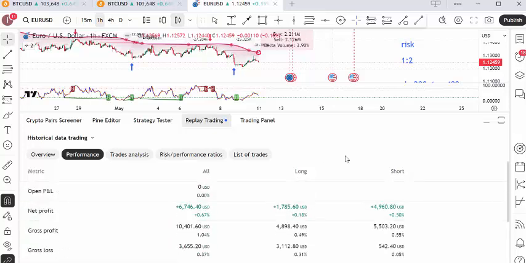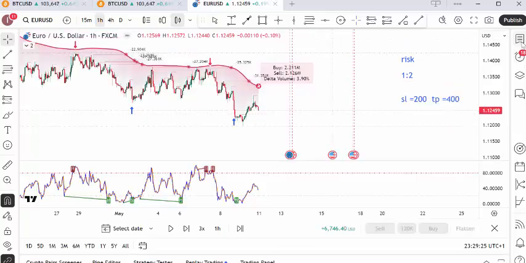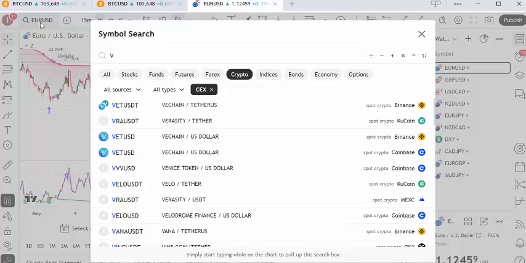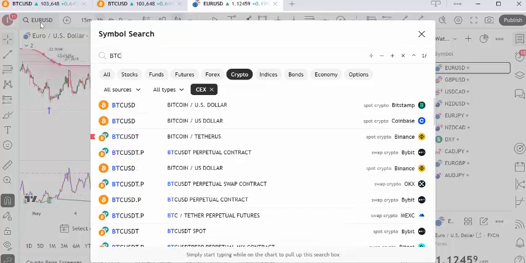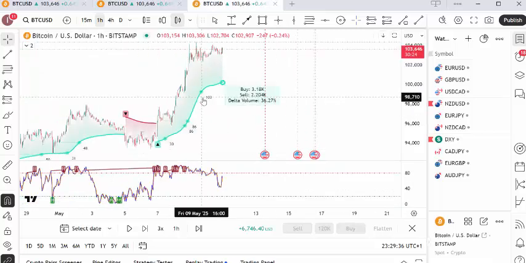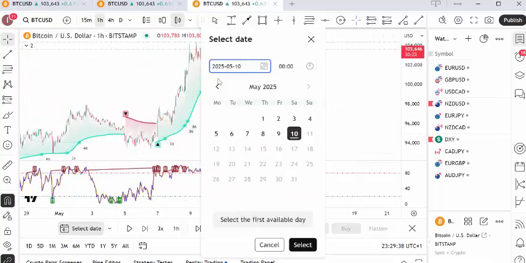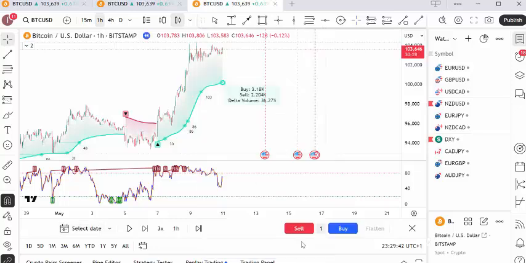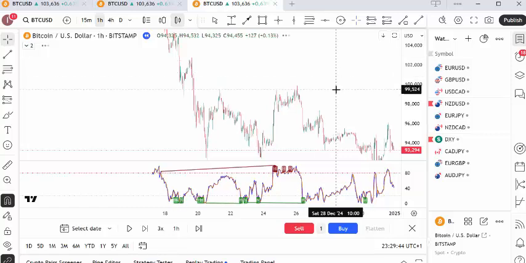So let's switch this from this to Bitcoin. For those who love trading Bitcoin, it's the same thing. So let's take back date, January this year. Select this. Okay.